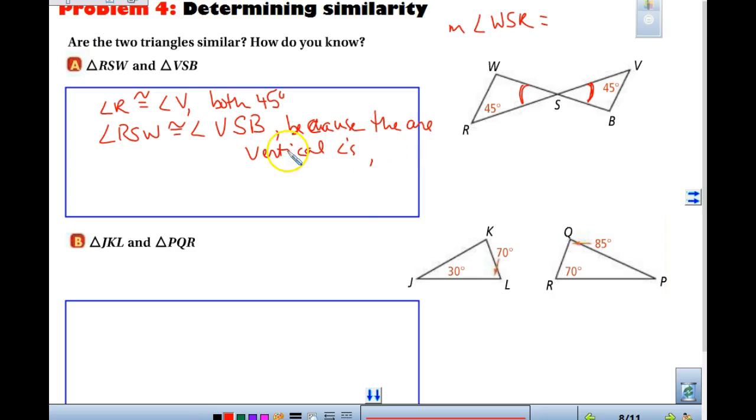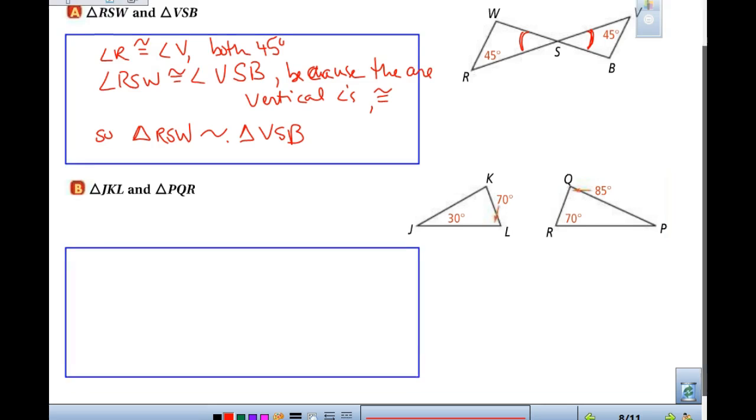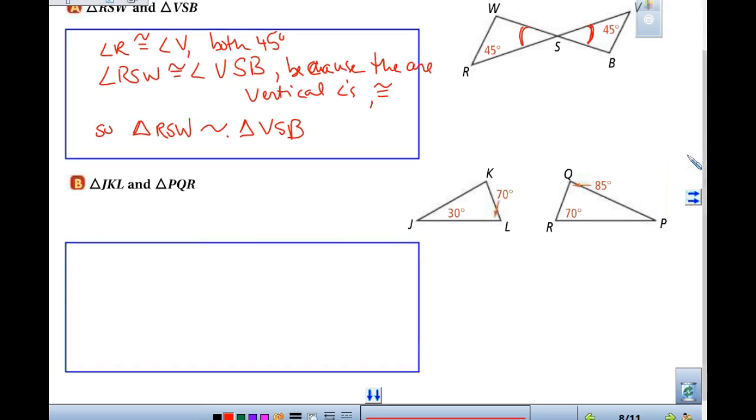So, why are those two congruent? Because they're vertical angles, which are always congruent to each other. And so now we can say triangle RSW is going to be, in this case, not congruent, but similar to triangle VSB. So this is like when you get into geometry in a couple of years, you do these formal proofs. This is how you're going to be doing them.